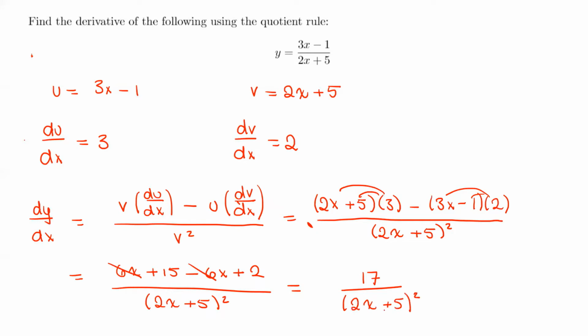So our final answer then, the derivative of the function y, which is equal to 3x minus 1 all divided by 2x plus 5, is going to be 17 over 2x plus 5 squared. If you want, you can expand out the denominator, but there's really no need here. It's kind of the neatest it can get, and we can't go any further.